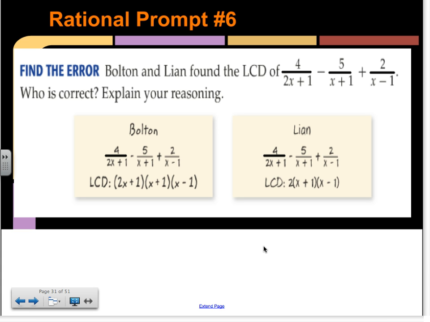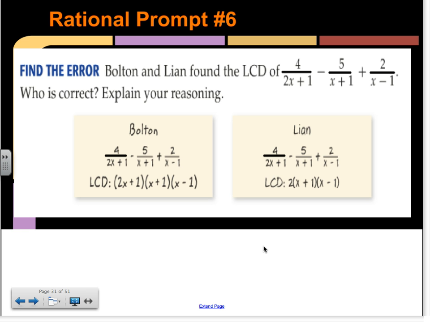Okay, wait. Let me just go ahead and do a quick poll here. Who thinks Leanne did it correctly? If you strongly think that Leanne did it correctly, just raise your hand and defend your answer. What about Bolton? Who thinks Bolton did it correctly? What about the rest of you? Undecided?